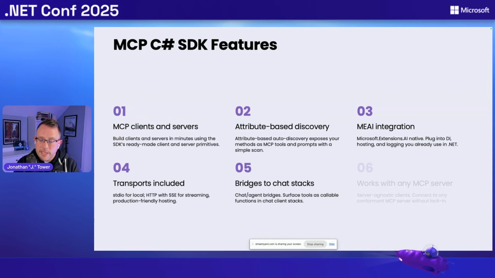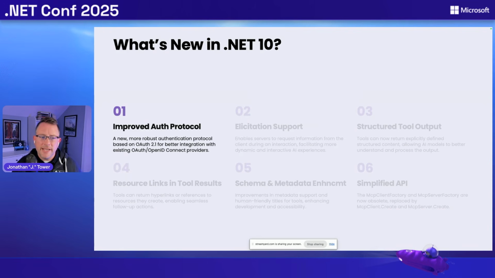If you're doing a client and you want to integrate this into certain chats or agents, you can do that very easily with this framework. And then last, I'll just mention that it works with any MCP server because MCP is a standard and this follows that standard. So what's new in .NET 10 with the C# SDK for MCP? There's improvements to the auth protocols, so you can do more modern authentication.